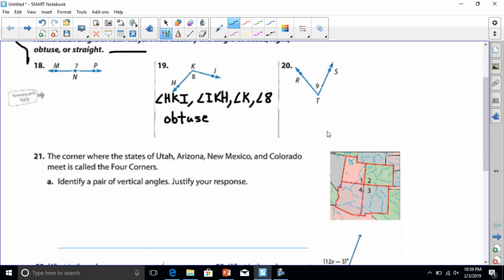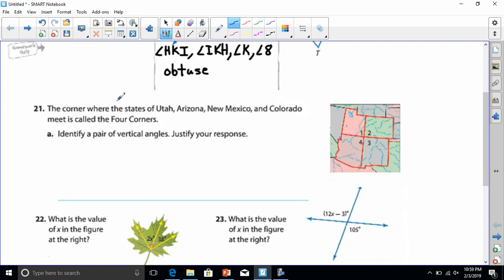All right, let's go to number 21. The corner where the states of Utah, Arizona, New Mexico, and Colorado meet is called the Four Corners, right there. Identify a pair of vertical angles, justify a response. Well, 1 and 3 are vertical angles because they are opposite each other. There are 2 lines that intersect, and they are the angles opposite.